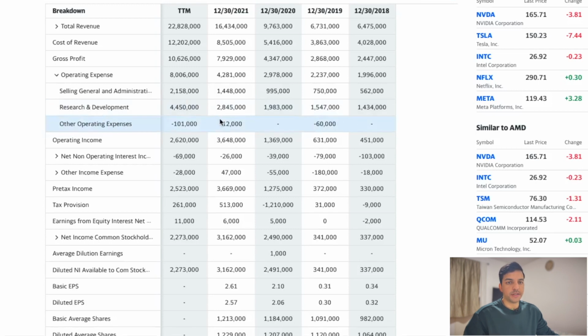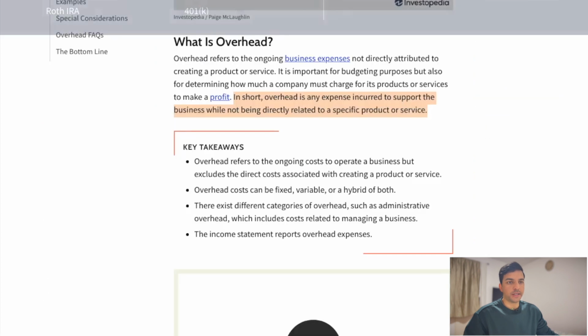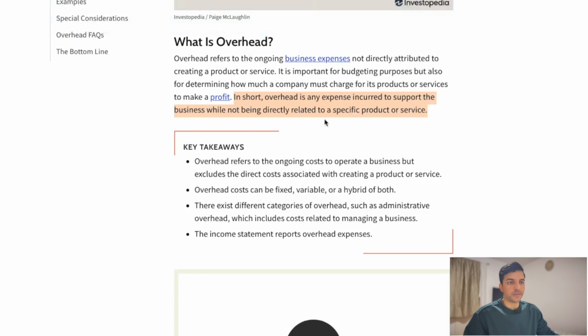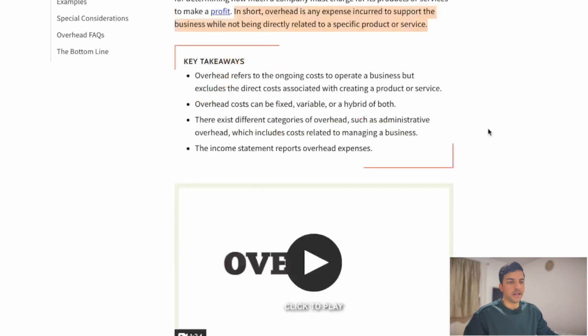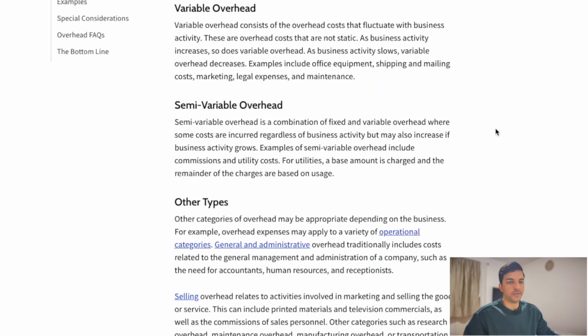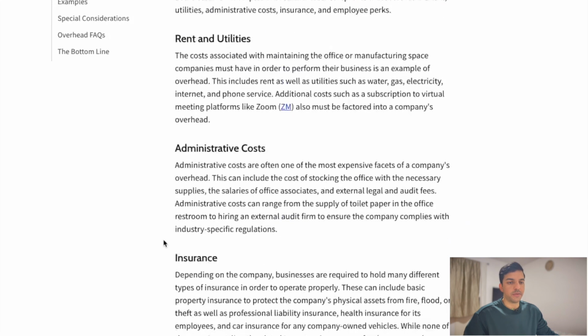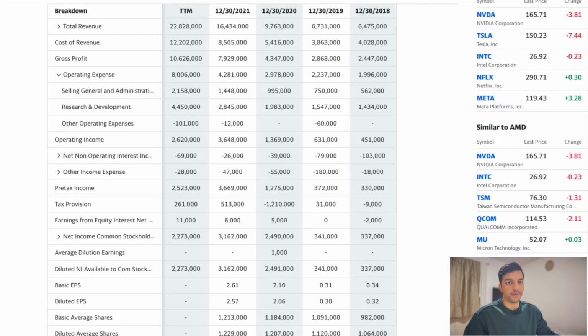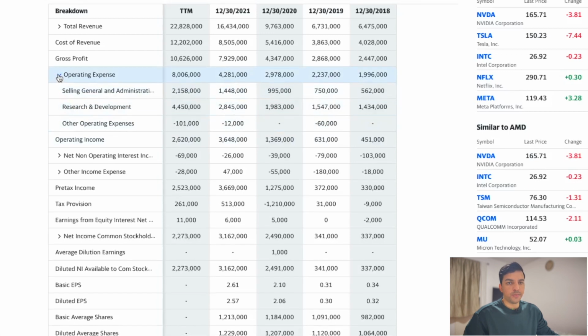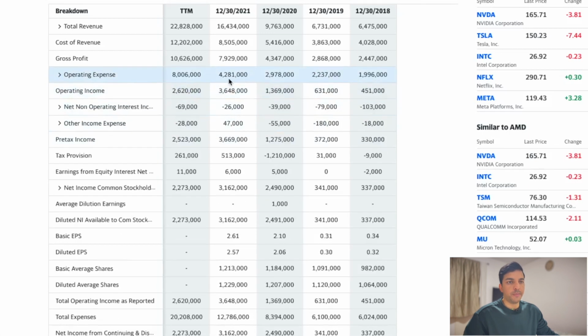Other expenses are also overhead expenses, which means these are not specific to the product or services. If you go into the detail, this could be the amount spent on rent and utilities, administrative costs, insurance, etc. So at the end of the day, the company has used $4.2 billion in operating expenses, and this is one of the very important terms.